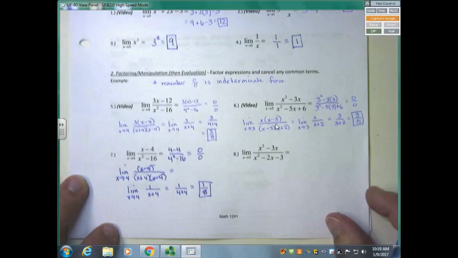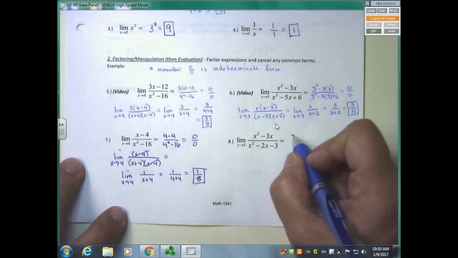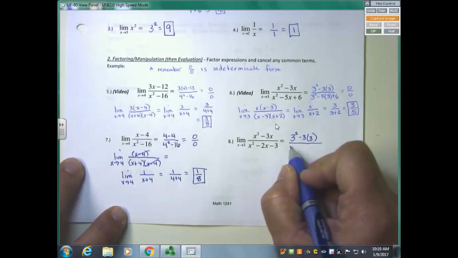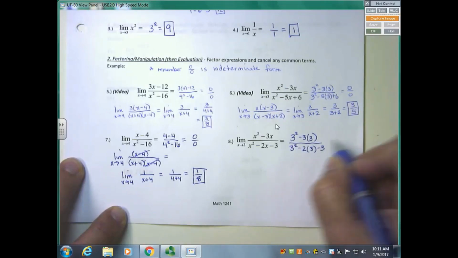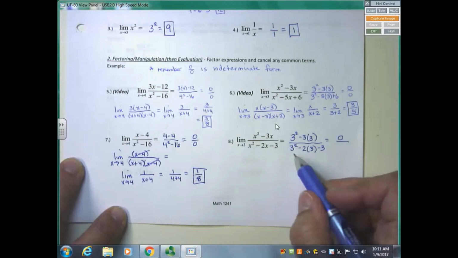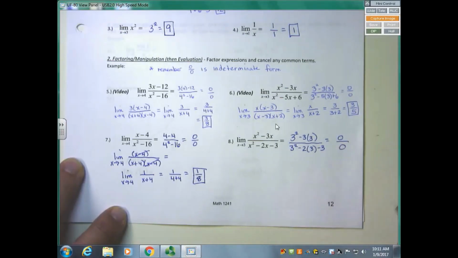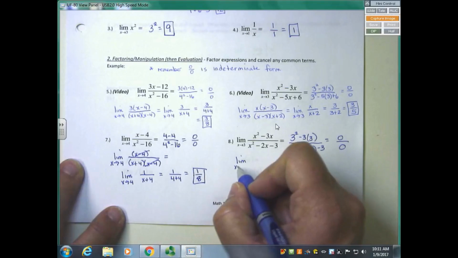Okay? All right, let's do one more, number 8. Again, if I put 3 in here, always check. 3 squared minus 3 times 3 over 3 squared minus 2 times 3 minus 3. That ends up giving me 9 minus 9 in the top. 9 minus 6, 3, minus 3, 0. So I get that indeterminate form again. So that means there is an answer out there.